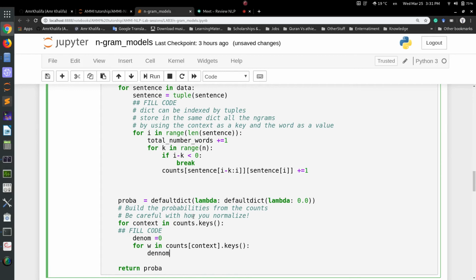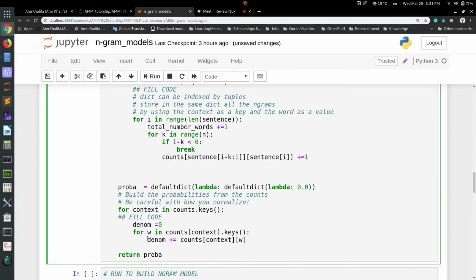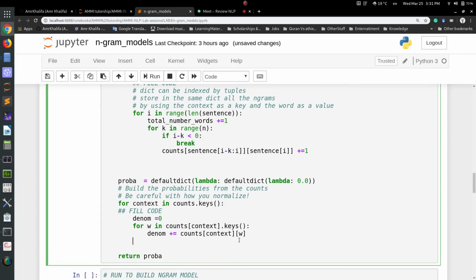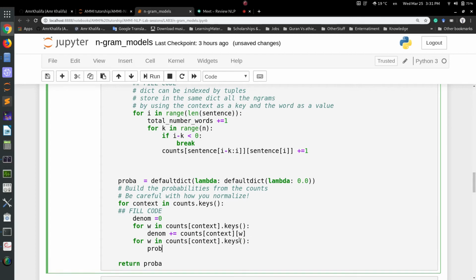denom plus equals counts of context, of the word w. So for every word I will increase the count of the denominator. And after I do that, now for every word in counts of context dot keys, the probability of that word given the context is going to be the count of that word in the context divided by the denominator.